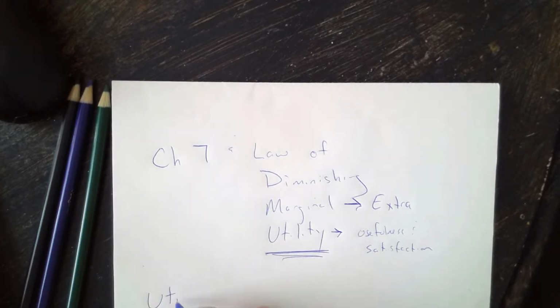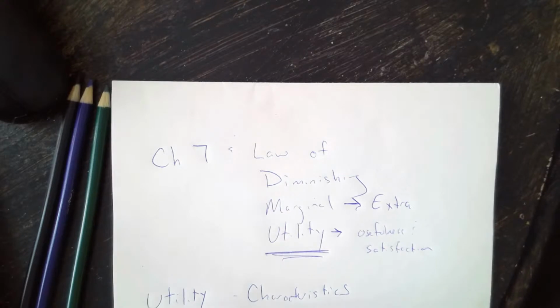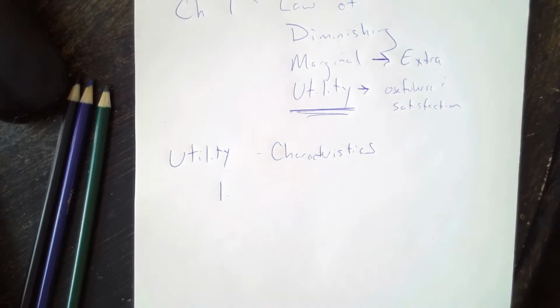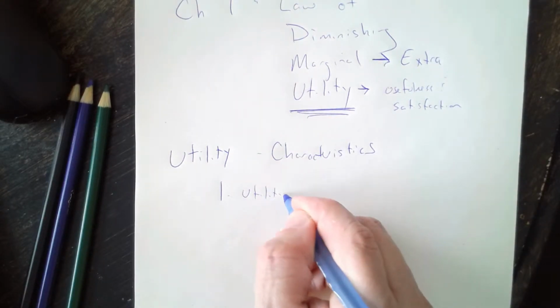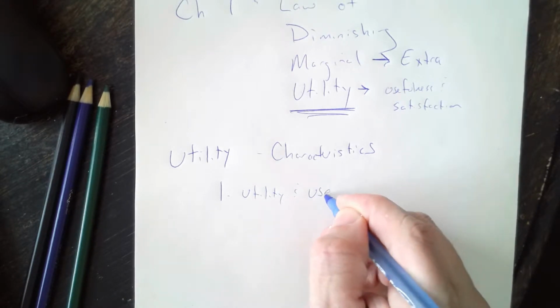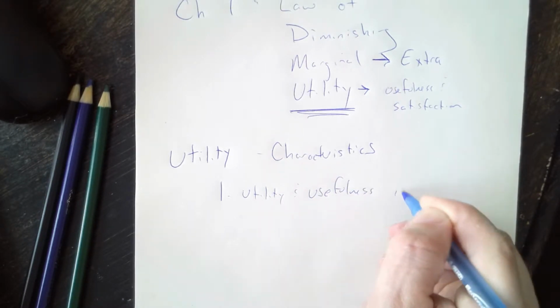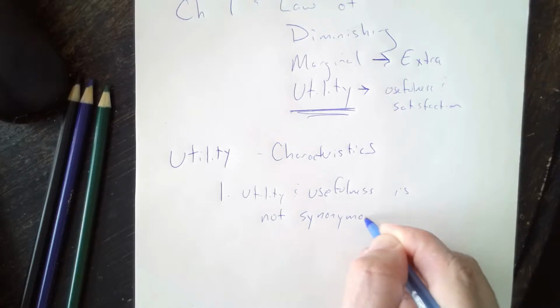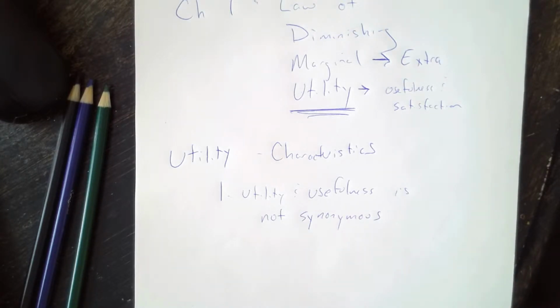And so with utility, we are going to talk about the characteristics. So the first characteristic of utility is that utility and usefulness is not synonymous. Now, while we talked about the usefulness and satisfaction, we're trying to talk more about pleasure than anything else. What enjoyment do you get from consuming that item?